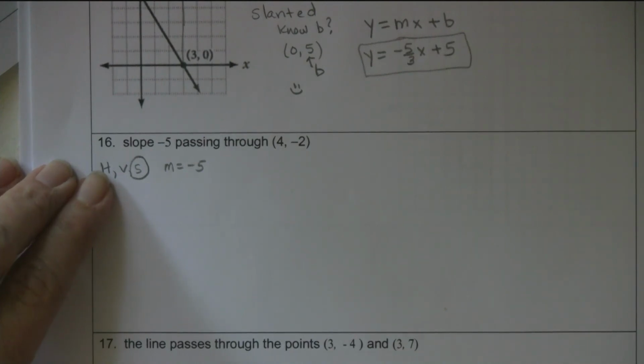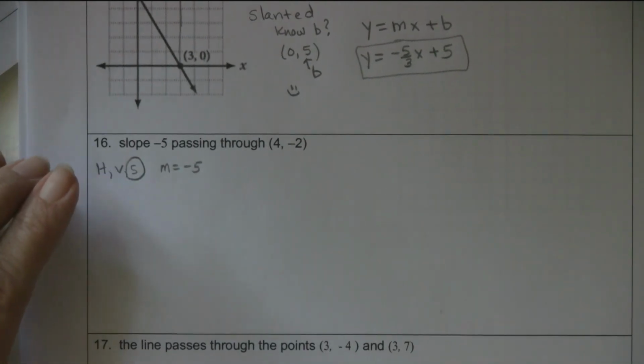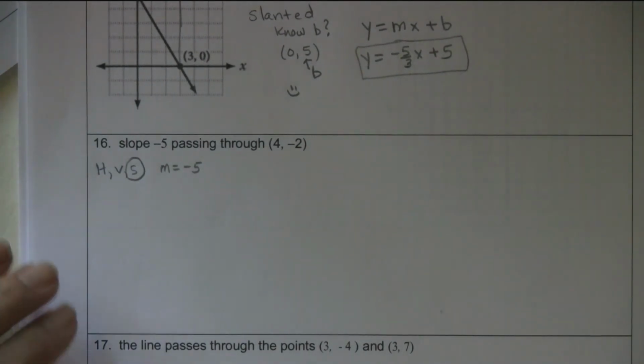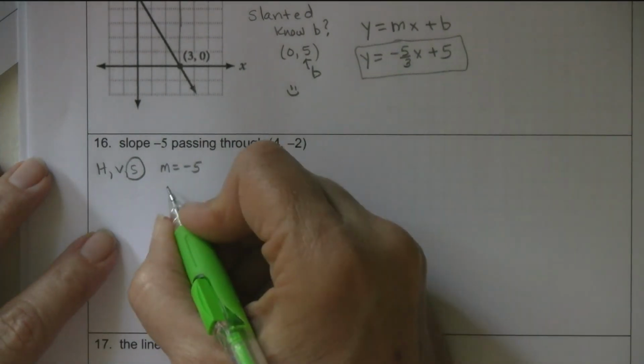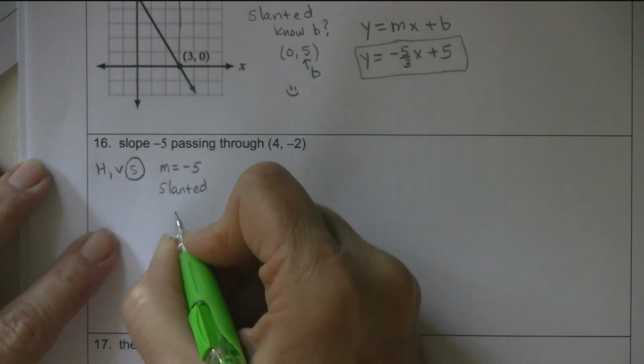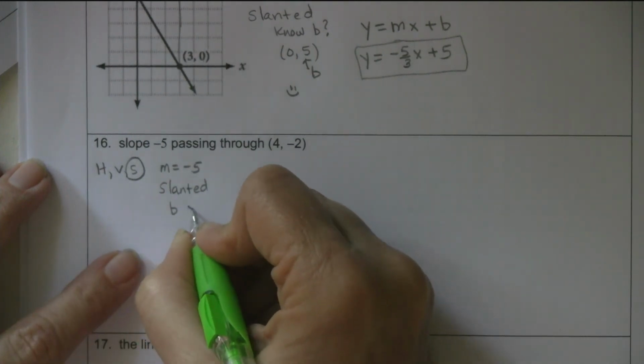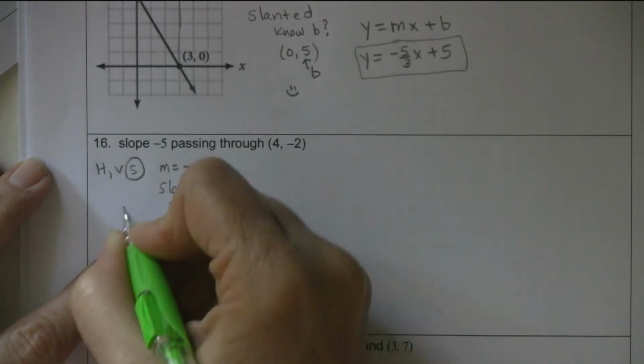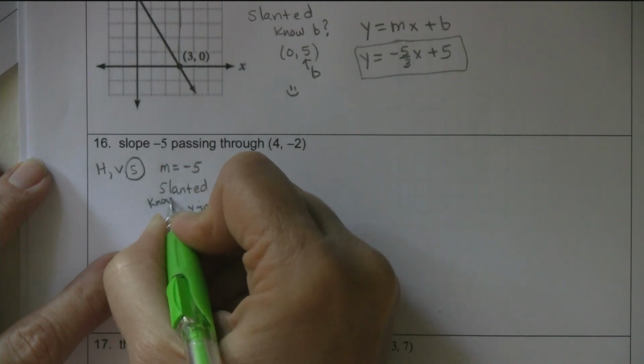Negative 5 is not 0. And vertical lines have slope undefined, and undefined is not negative 5, so it's slanted. And so then, because it's slanted, I ask myself, do I know B, the y-intercept? Is that something that's known to me?